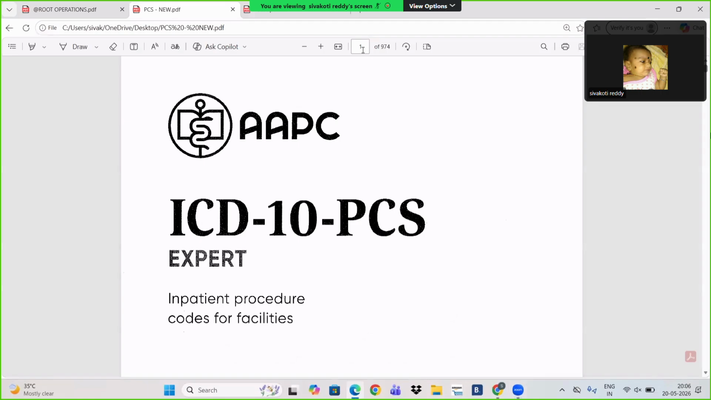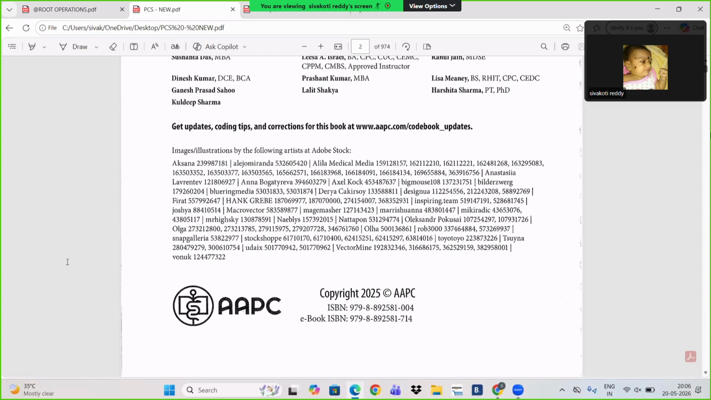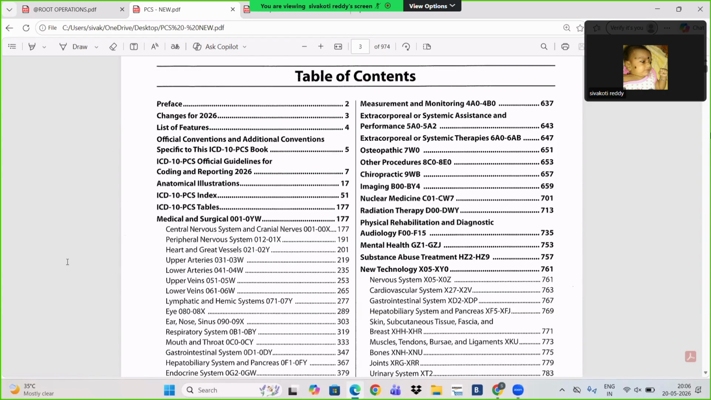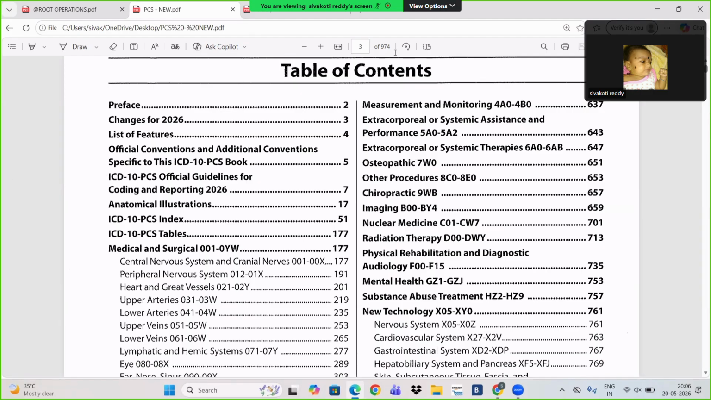This is your ICD 10 PCS book, guys. Once you open the book, first you can check the table of contents. For every book, the table of contents is important. In the table of contents, you will get everything about the book. On a particular page, what they documented, you will clearly get in the table of contents. Here, ICD 10 PCS is also divided into index and tables.